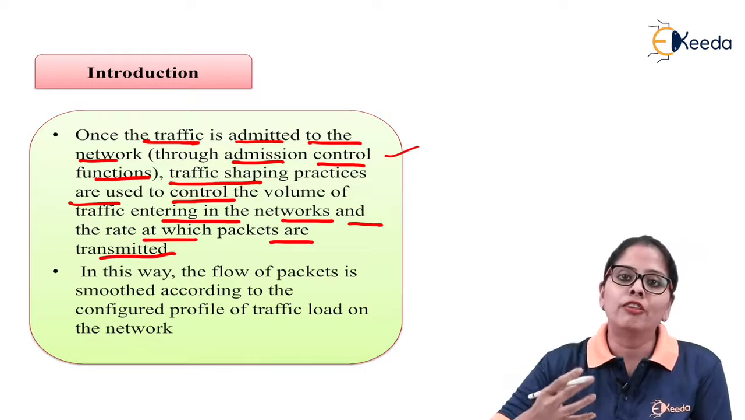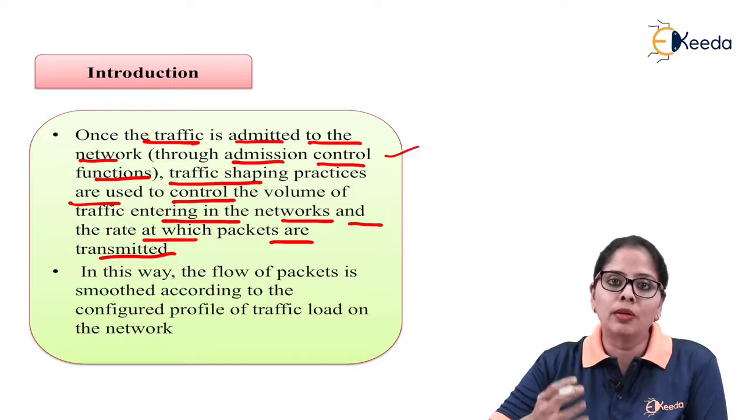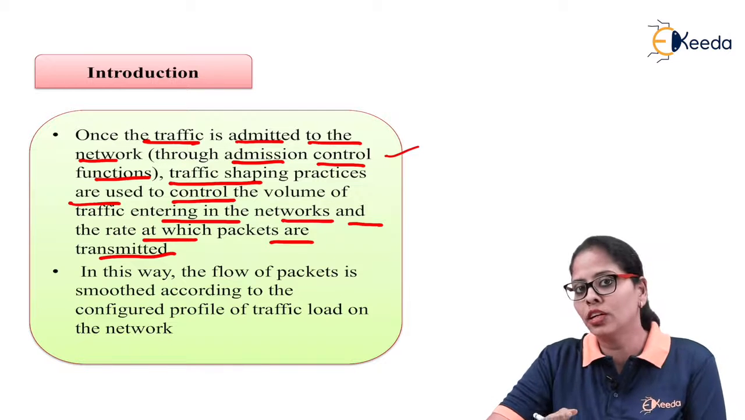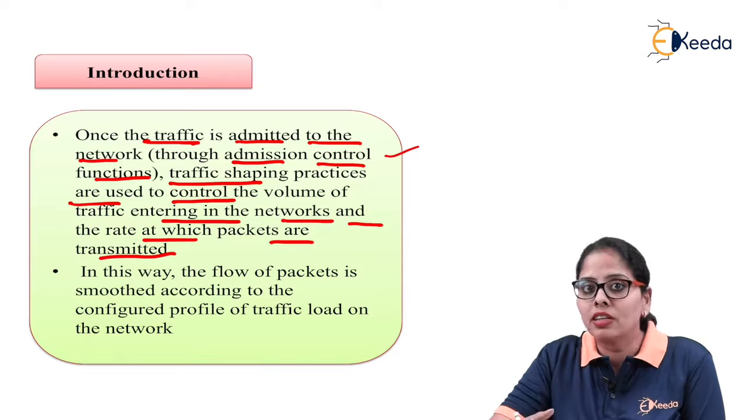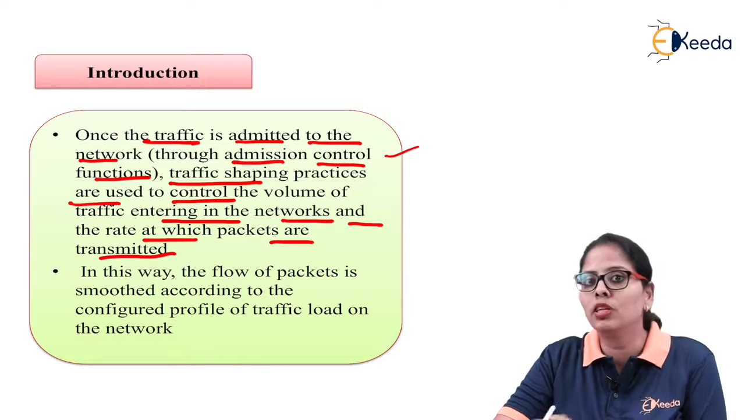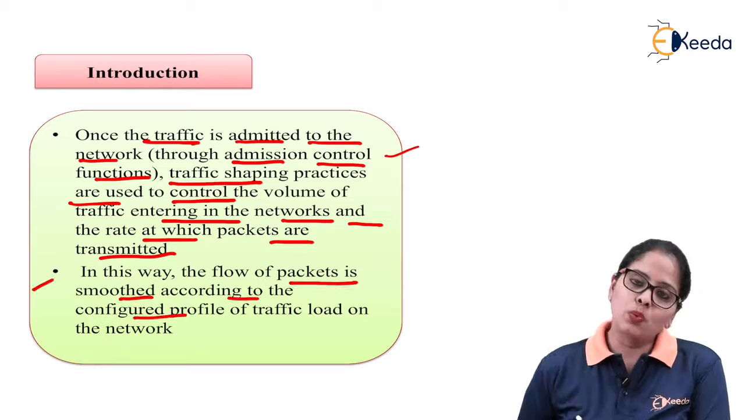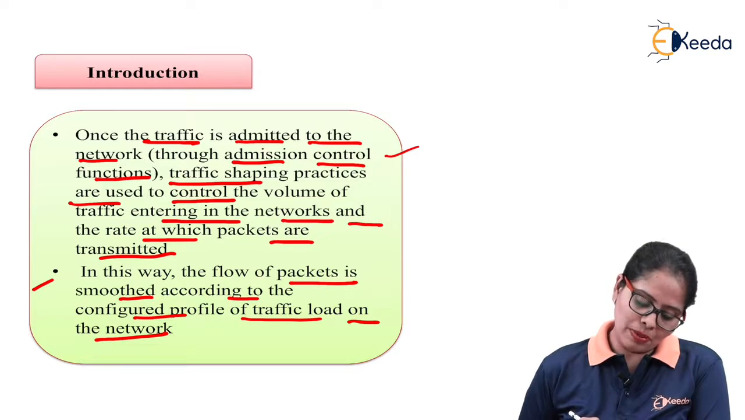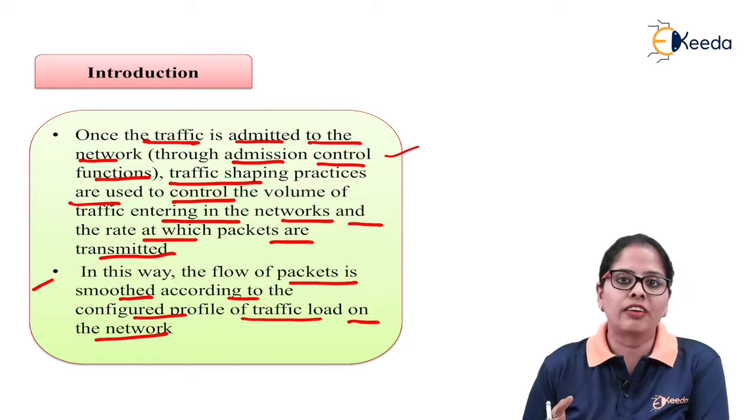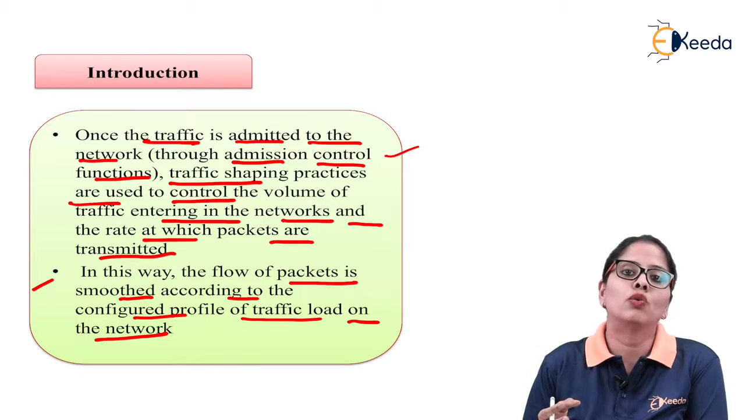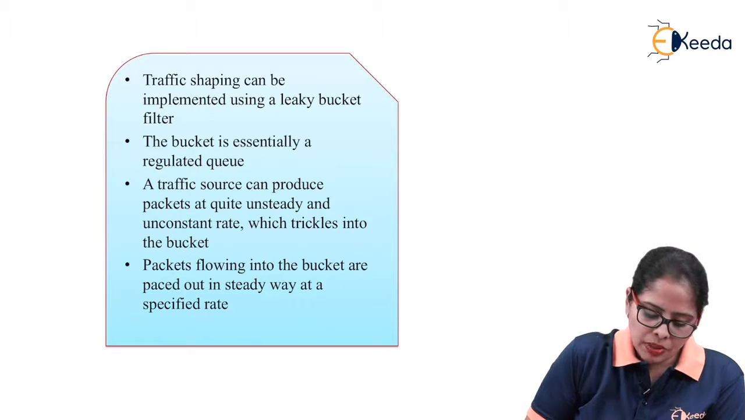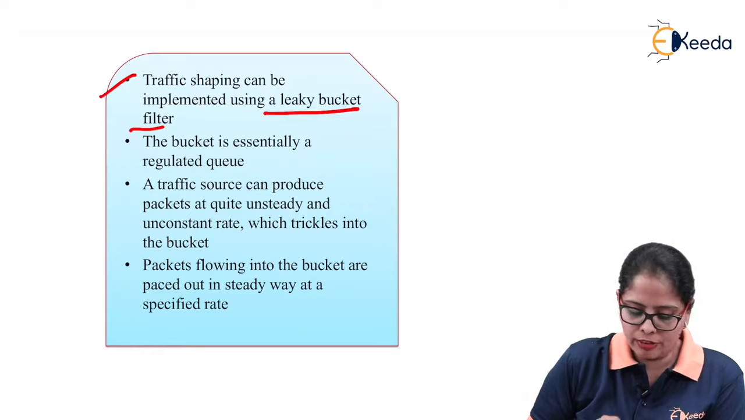So with the help of traffic shaping, what can we restrict? We can put a restriction on the number of packets entering the network and the number of packets transmitted in the network. So we put the restriction at both points. In this way, the flow of packets is smooth according to the configured profile of the traffic load on the network. So basically, we are going to smooth the traffic transmitted. We put a restriction over the number of packets sent. Traffic shaping can be implemented using a leaky bucket filter.